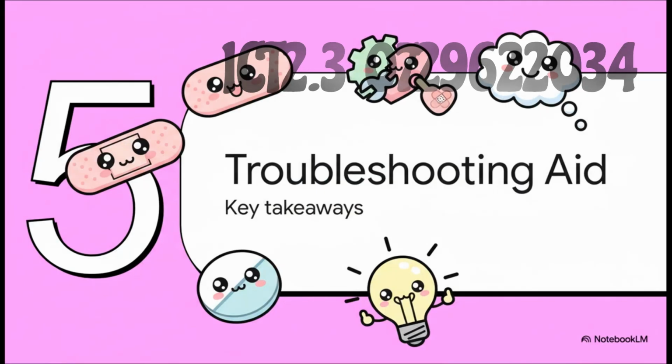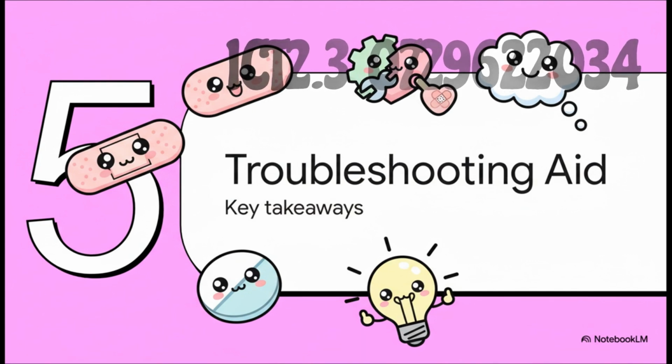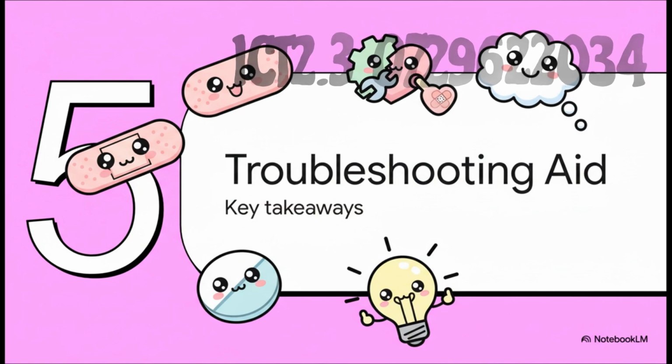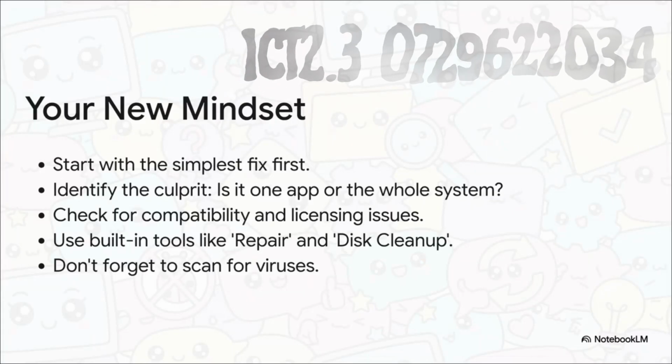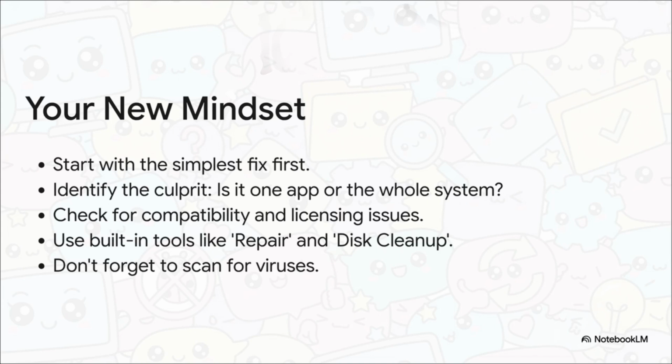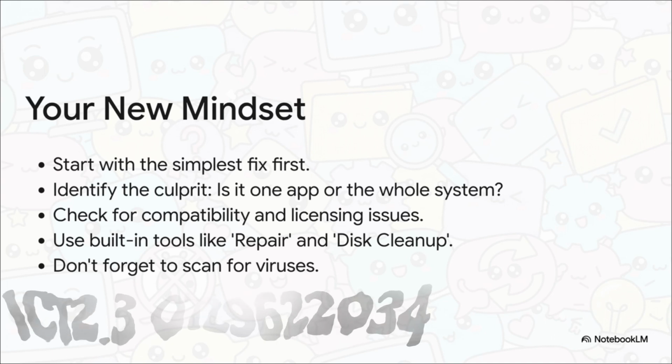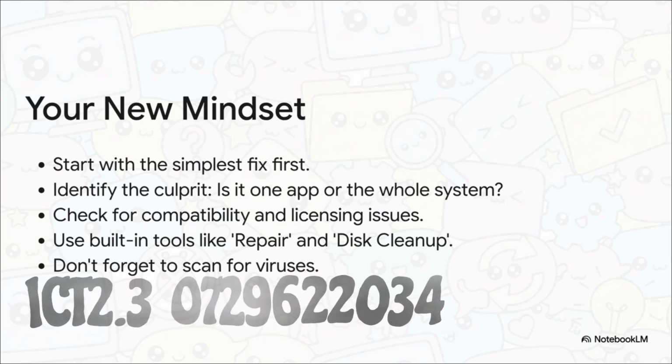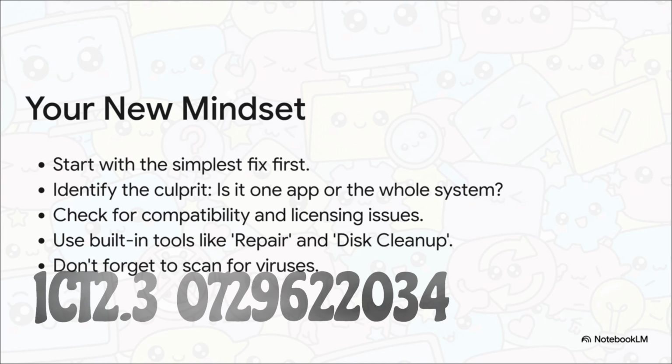Whew, we've covered a lot of ground. So let's pull it all together and pack it into a simple troubleshooting first aid kit for your brain. This is your new mindset. From now on, instead of panicking, you're going to start with the simplest fix first. Just restart it. You'll know how to figure out if it's just one app or the whole system. You'll remember to check the basics, like compatibility, and you'll actually use the powerful tools your computer already has built in. And you'll always keep that possibility of a virus in the back of your mind.